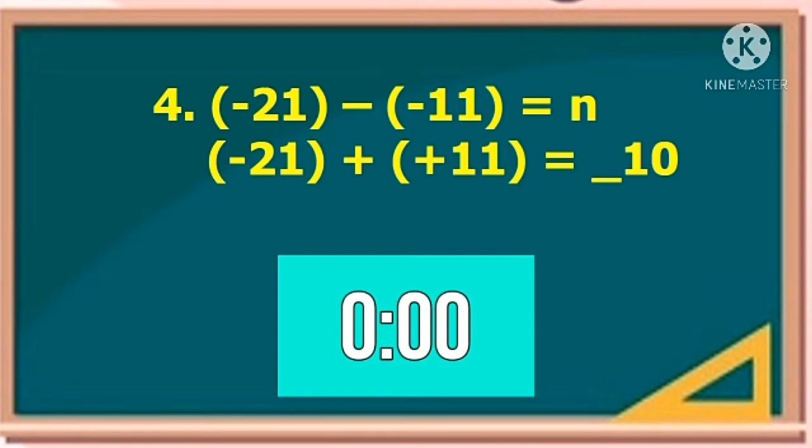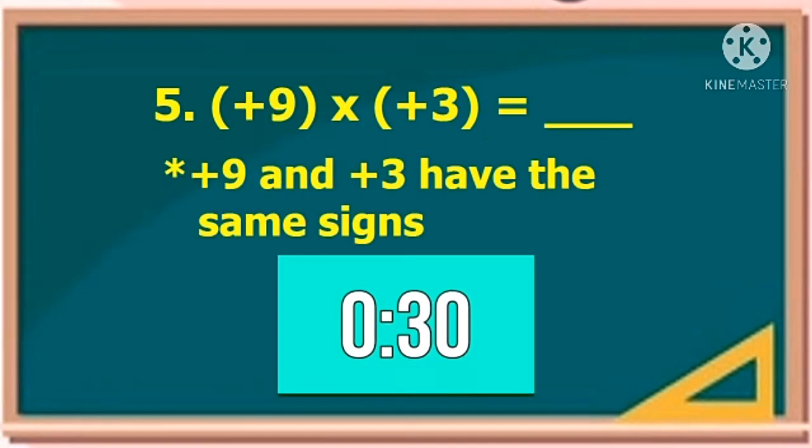Time's up. If your answer is negative 10, very good. You are correct. Number 5. Positive 9 times positive 3 equals blank. Hint, positive 9 and positive 3 have the same signs. Time starts now.